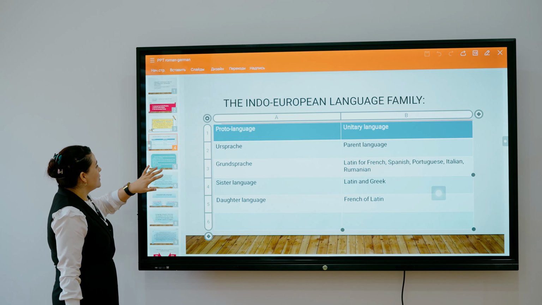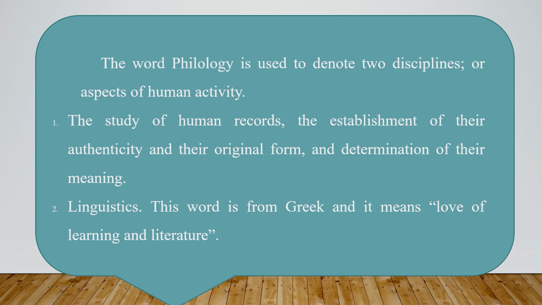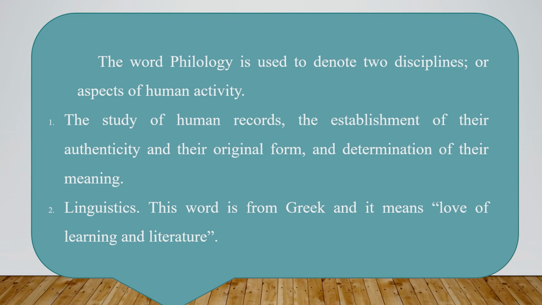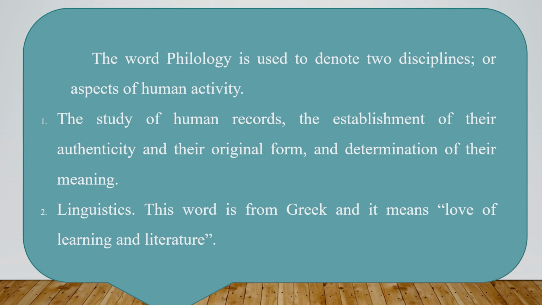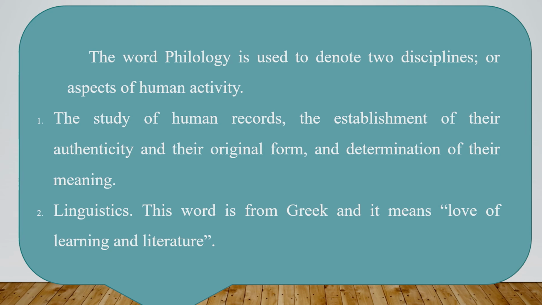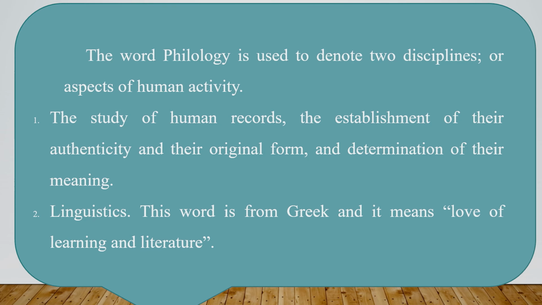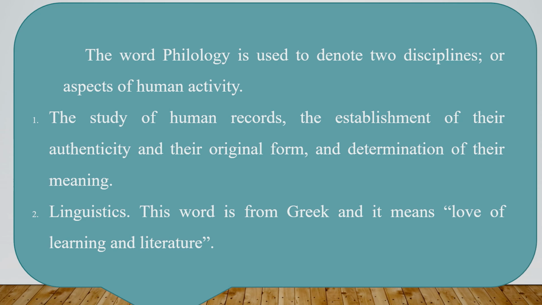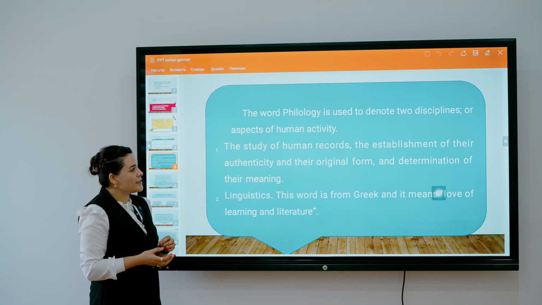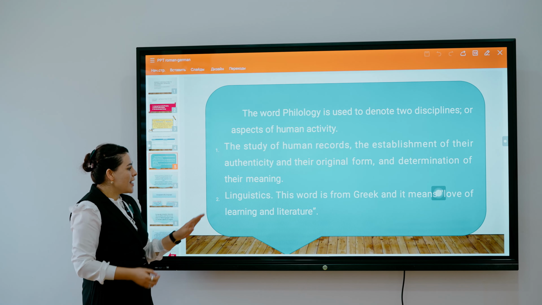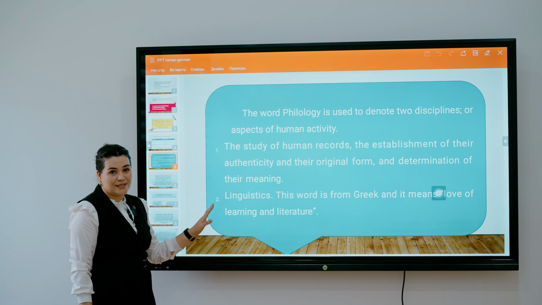And then, first of all, we should know the meaning of the word philology. What does the word philology mean? The word philology is used to denote two disciplines or aspects of human activity. The first one is the study of human records, establishment of their authenticity and their original form, and determination of their meaning. And the second one is linguistics.